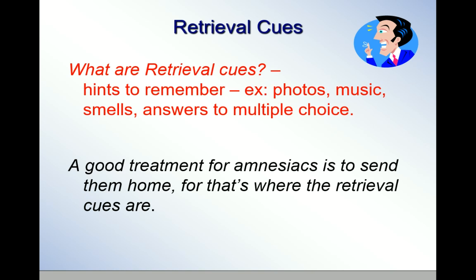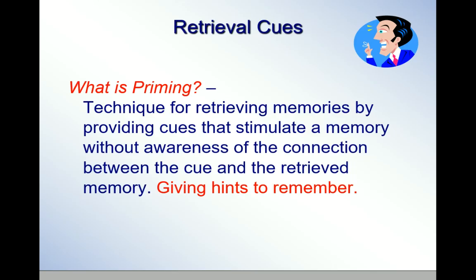When you're doing a multiple choice question, all the wrong answers, all you're looking for is the right answer. Those are retrieval cues. Okay. Hints to remember. Priming, giving hints to remember, meaning showing photographs, taking them places of familiarity. That's what priming is.